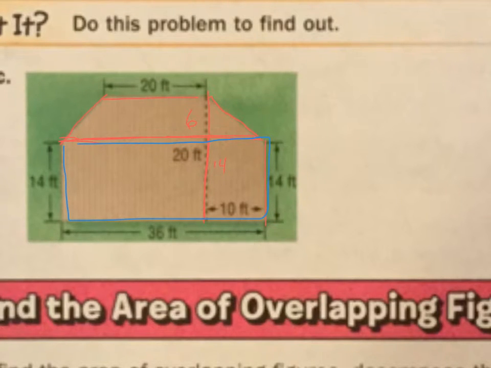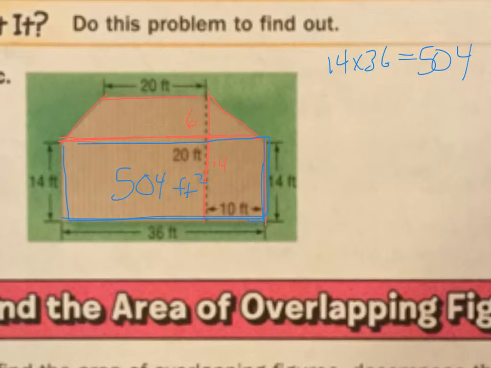Let's do the rectangle first. So the rectangle is 14 times 36. Let's see what that does equal. 14 times 36 is 504. So this rectangle here is 504 feet squared.